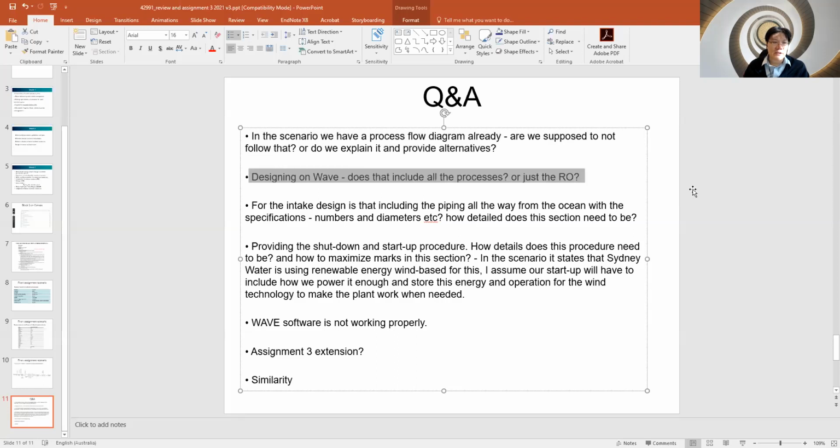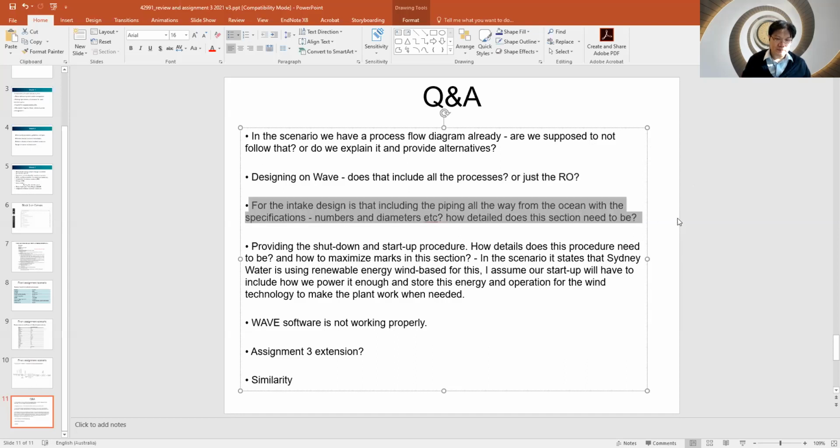The second question is about designing on WAVE. Does that include all the processes or just the RO? For this one, I recommend RO is the bottom line. So you must do RO using WAVE software. And then UF will be optional. So if you want to do pre-treatment, ultrafiltration, if you want to use WAVE, that's fine. You can do that. That's optional. But the minimum bottom line, I'm expecting you to utilize the RO design using WAVE software.